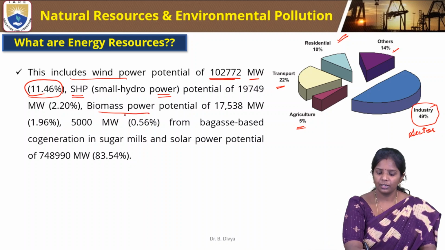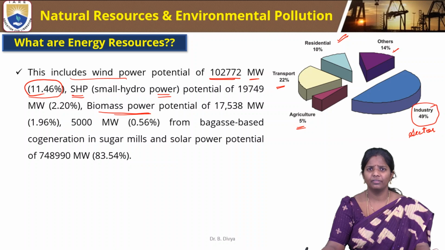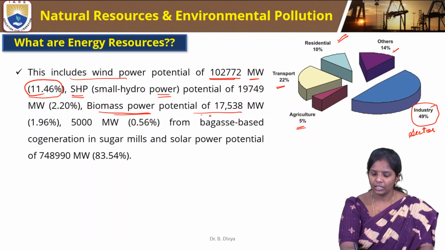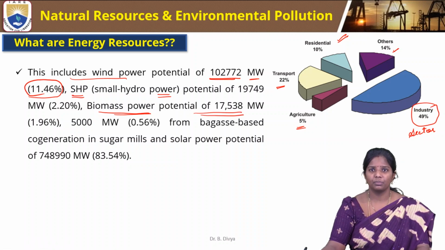Then the biomass power is also generated nowadays. The biomass, or the gobar gas that we are producing, is also trending. Like most of the villages where the availability of LPG is low, biomass is used in the generation of electricity or the fuel. So this has got an input of around 17,000 megawatt power to the complete power that is being generated in the country, that is about 1.96%.